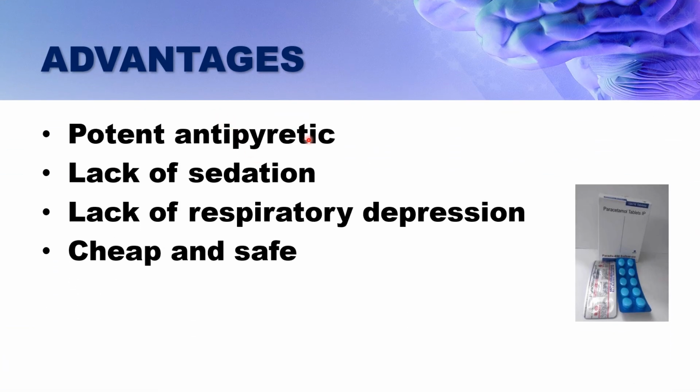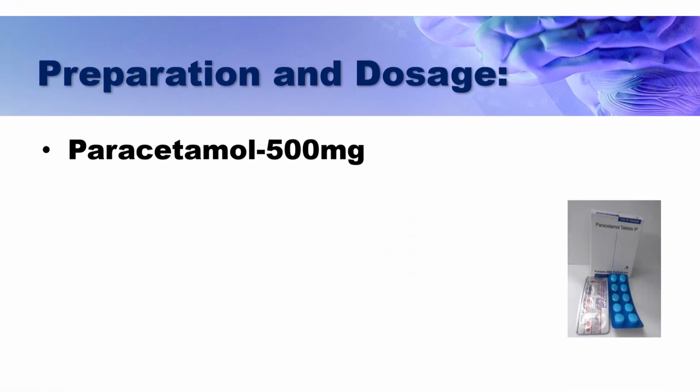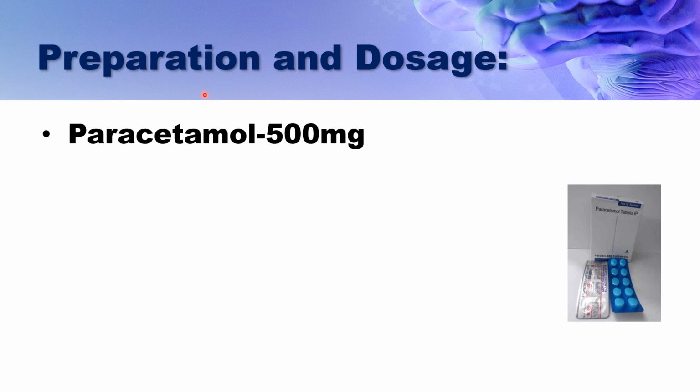Advantages: it is a potent antipyretic. Lack of sedation, lack of respiratory depression, and it is cheap and safe. Disadvantages: large doses of paracetamol cause hepatocellular damage and renal tubular necrosis. Preparations and dosage of paracetamol is 500 mg.